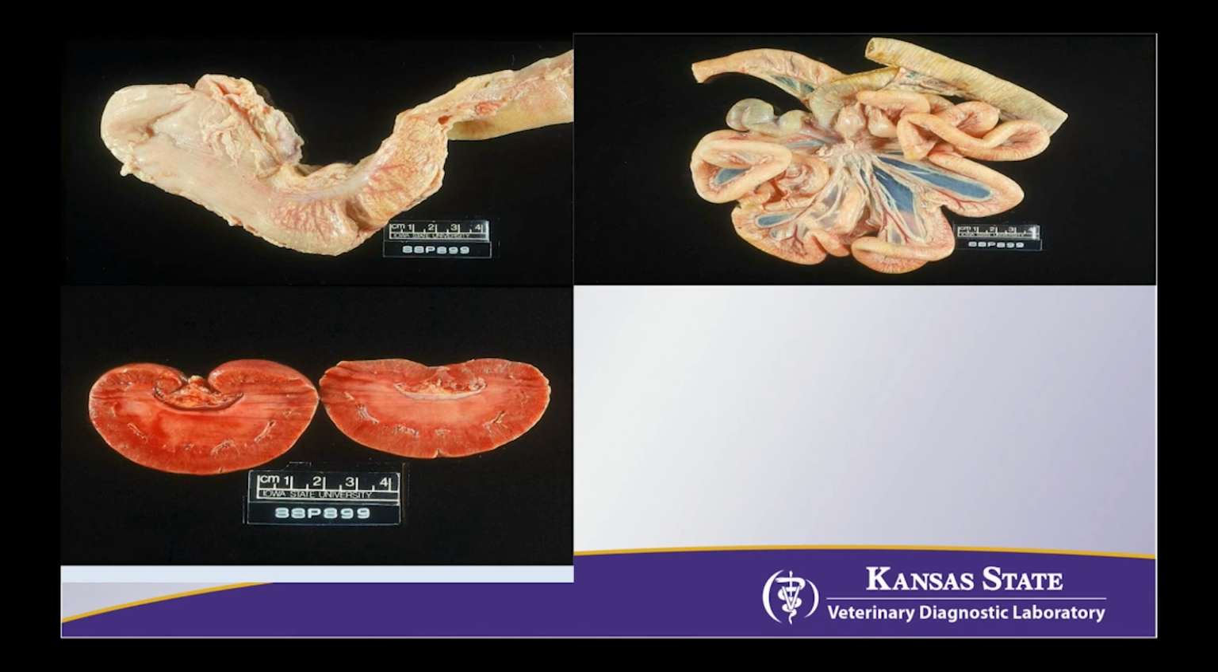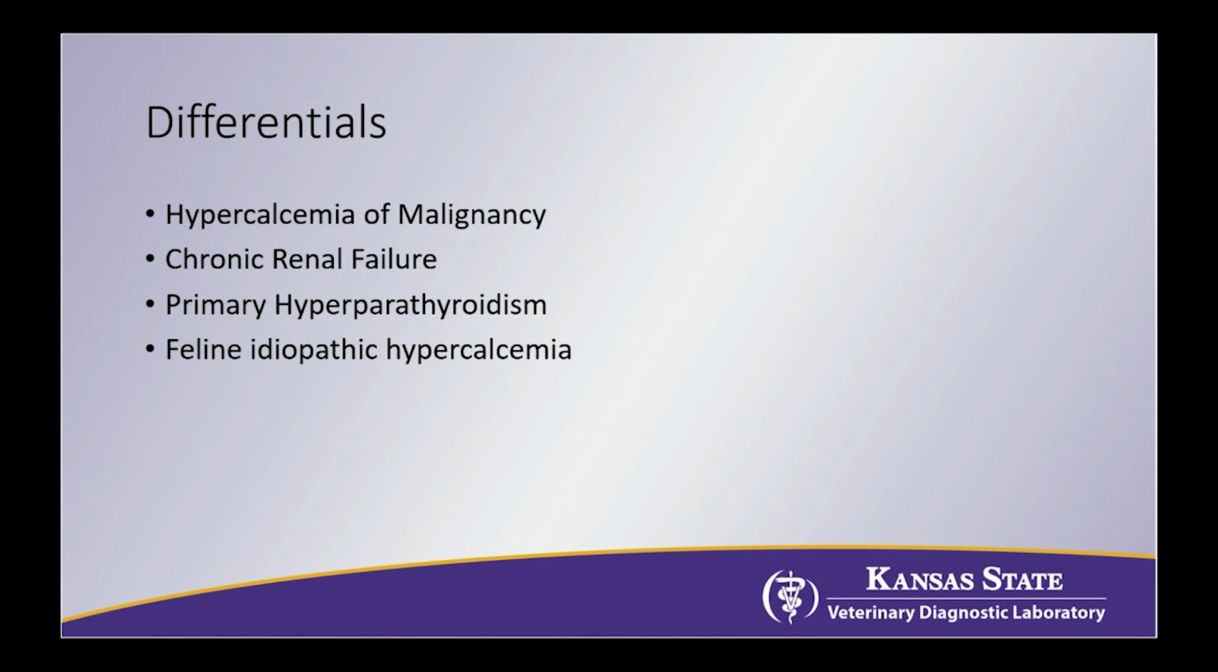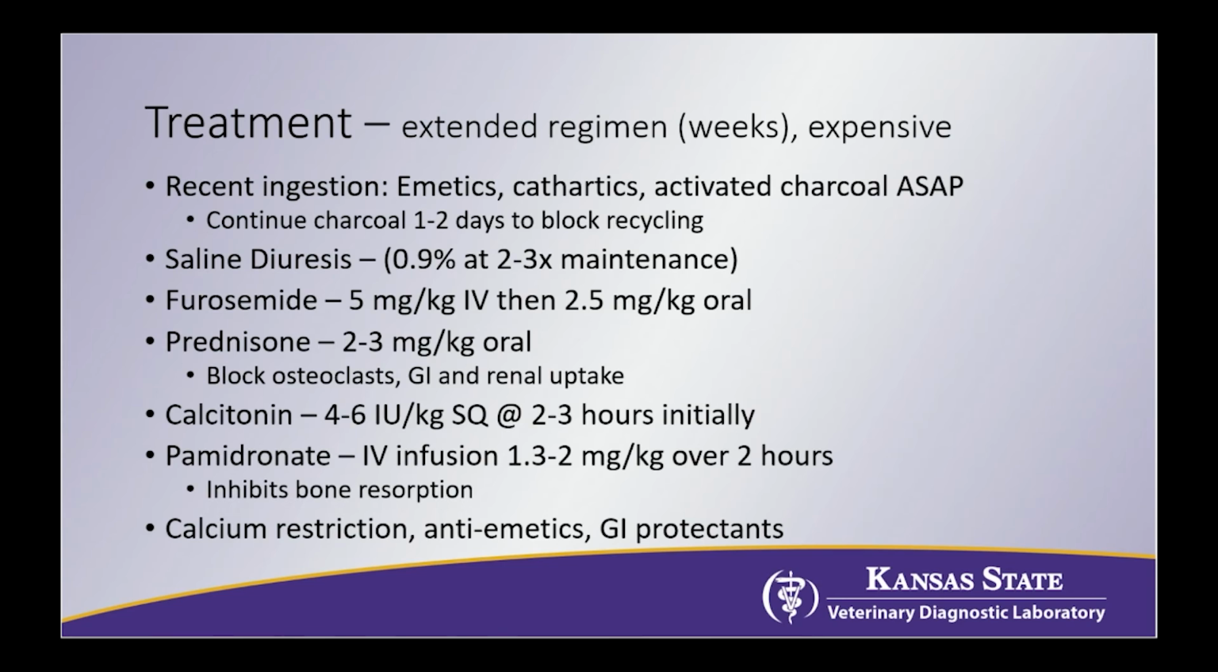This is just a picture of some of the target organs that we see from cholecalciferol, hypervitaminosis D. So again, we've talked about trying to make the diagnosis. Clinical chemistries are very helpful. Some of the differentials would include hypercalcemia of malignancy and chronic renal failure, but typically you may not see the hypercalcemia, hyperphosphatemia that we see with the cholecalciferols.